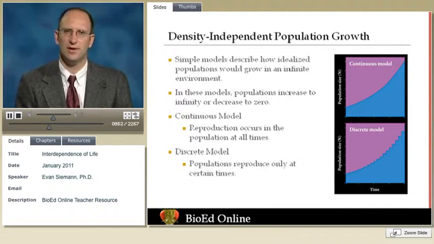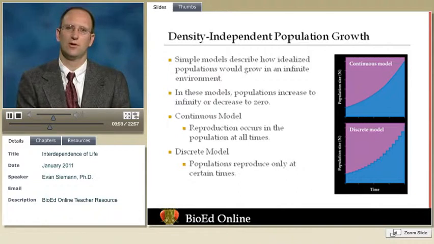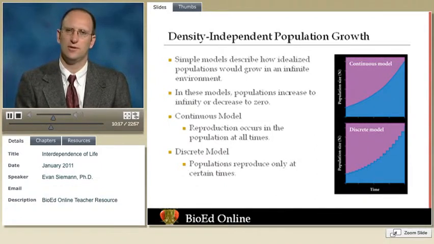So in that type of model, there's 3 possible ways that a population can behave. One would be if it has a growth rate which is positive, it will increase without bound to infinity. If there's just enough birth and immigration to balance deaths and emigration, the population would remain constant over time. If emigration and deaths exceed births and immigration, the population would have a negative growth rate and it would decrease down to a population size of 0.